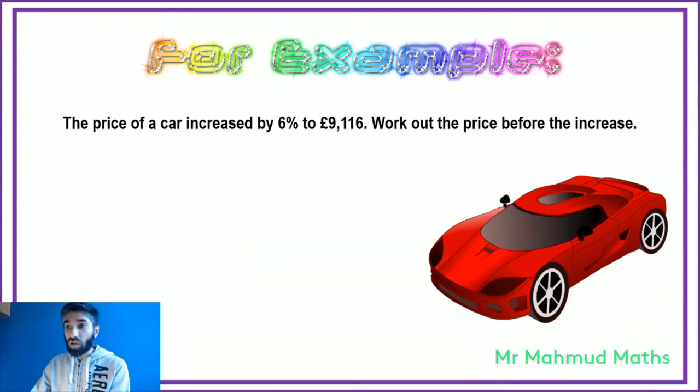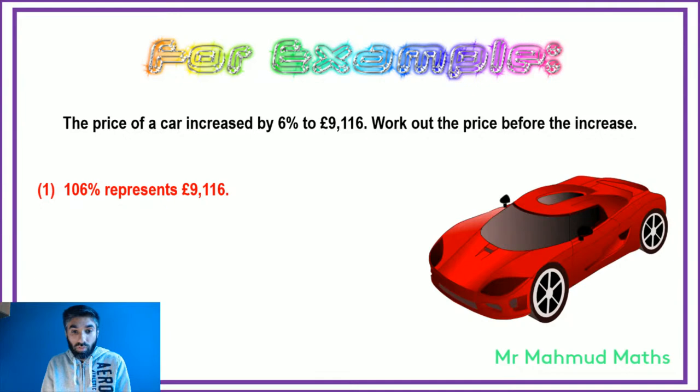Now, the price of a car is increased by 6% to £9,116. Work out the price before the increase. Okay, so 106% represents 9,116. What was the price before the increase? So that's a question for you. So 106% represents 9,116. What was the price before the increase? Let's have a look at what answers we have for this one.